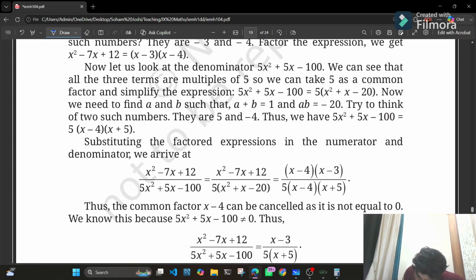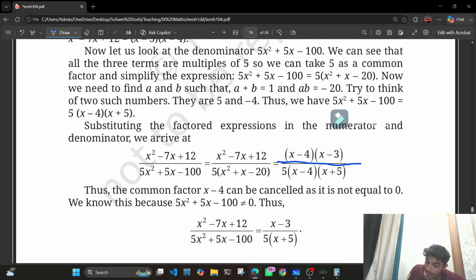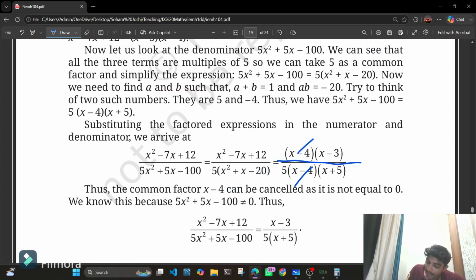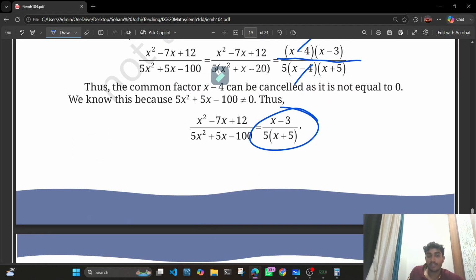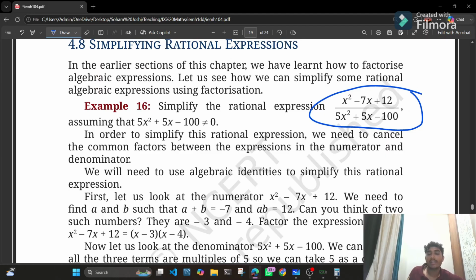You can see that if we factorize x square minus 7x plus 12, we can write it as (x minus 4) into (x minus 3). And if we factorize 5x square plus 5x minus 100, we can write it as 5 into (x minus 4)(x plus 5). So you can see that the x minus 4 bracket literally cancels. Therefore we are left with x minus 3 upon 5 into (x plus 5). So basically we have reduced the rational expression.